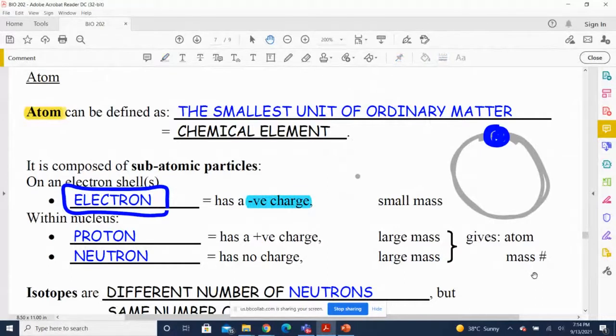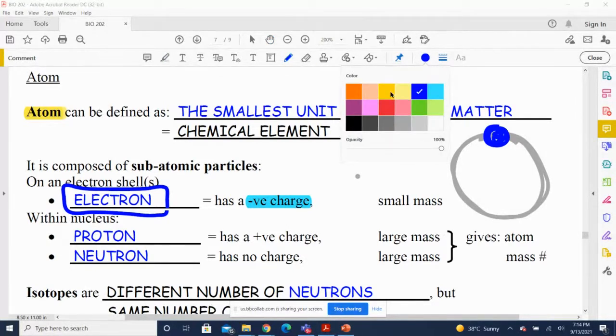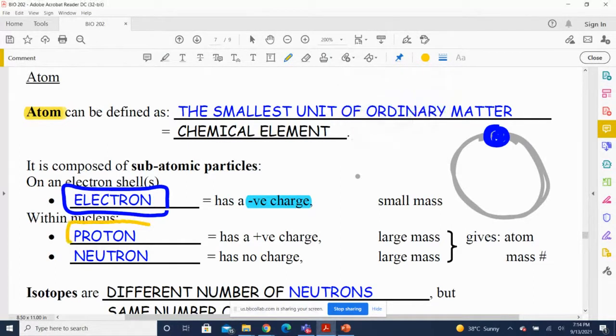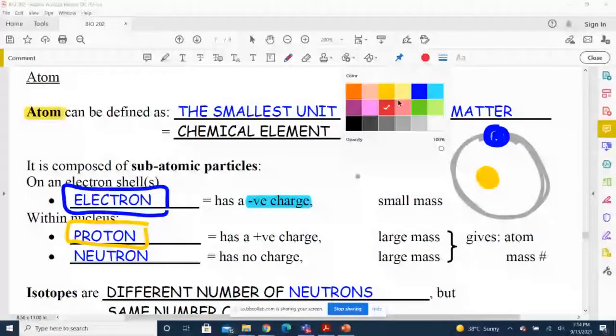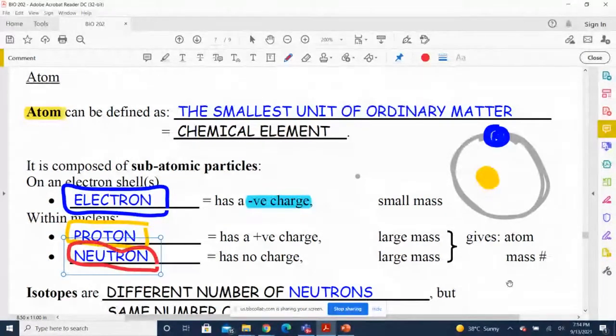Well, the center of an atom is made of a nucleus. So just like a cell has a nucleus, so does an atom have a nucleus. And we have 2 different things that we find within the nucleus. We find protons, and we find also neutrons. And you might wonder, well, why does it matter? Why are we separating these 2 things? Why can't we just say that we find stuff there?